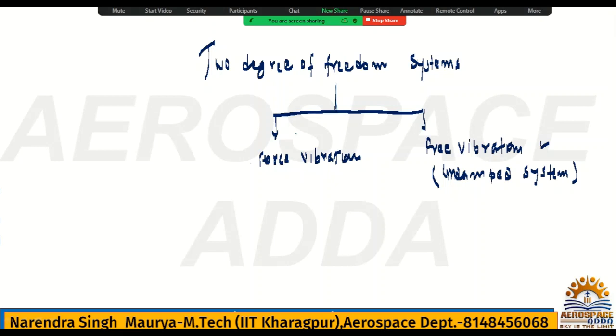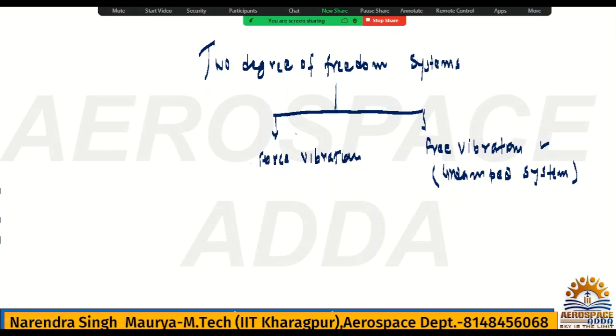Why I'm saying this for forced vibration, because if you go for the calculations it will be lengthier. In fact, free vibration for 2 degree of freedom also has so much calculation, but at least in case of free vibration it will be lesser than forced vibration calculation. That's the reason they are asking free vibration undamped system for 2 degree of freedom systems.